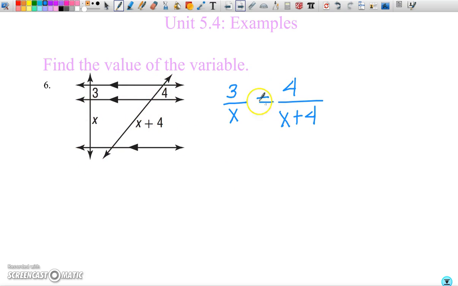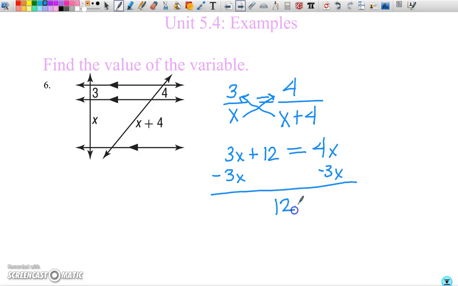Keep it consistent. Do your cross multiplying. Don't forget that the 3 has to be multiplied by the x as well as the 4. So you get 3x plus 12. Then cross multiply here to get 4x. Subtract your 3x from both sides of your equation, and we get 12 is equal to x.